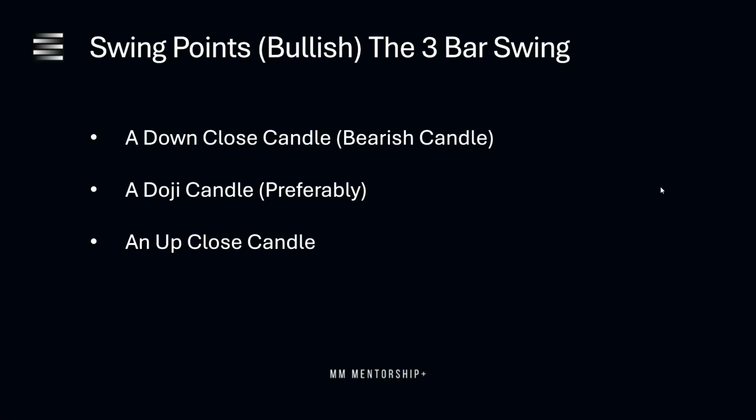So, swing points. Okay, for a bullish swing point, I'm going to introduce you to the 3-bar swing, right? Now, a 3-bar swing obviously includes 3 candles. A down close candle, so a bearish candle, a doji candle, preferably. Now, a doji candle is a candle with a very small body, but wicks larger than the body, right?